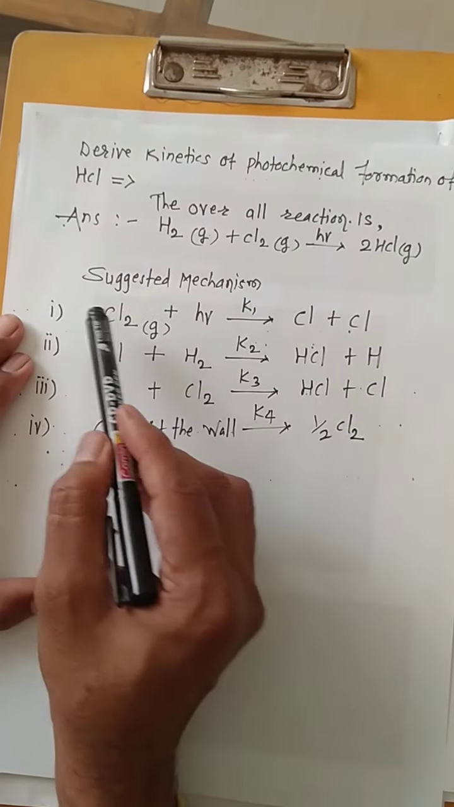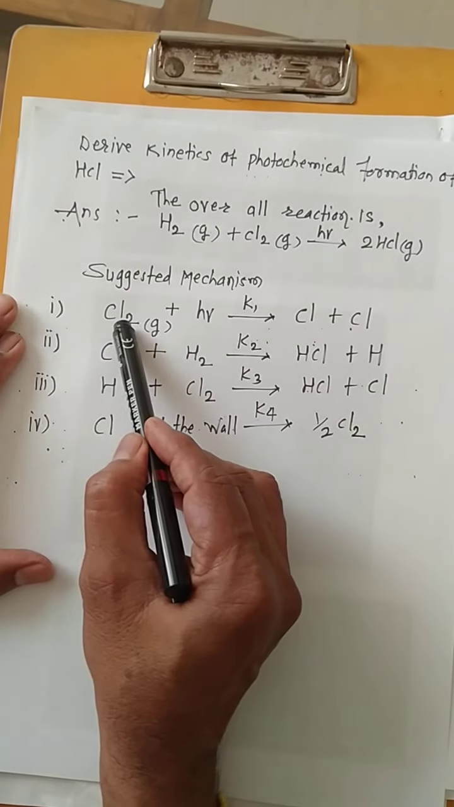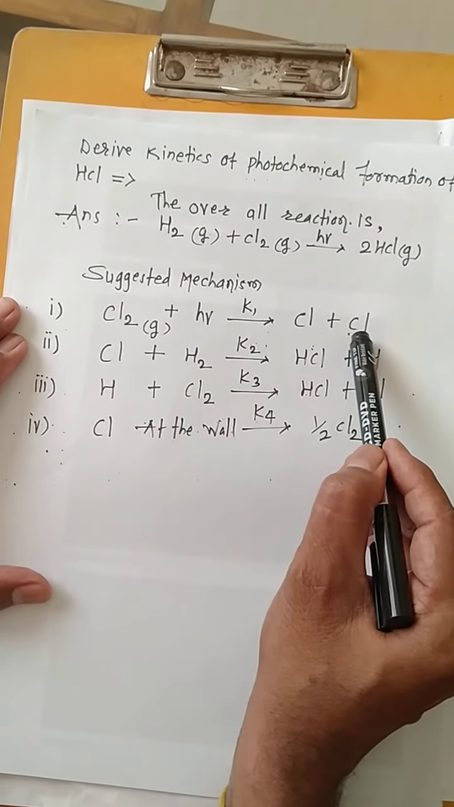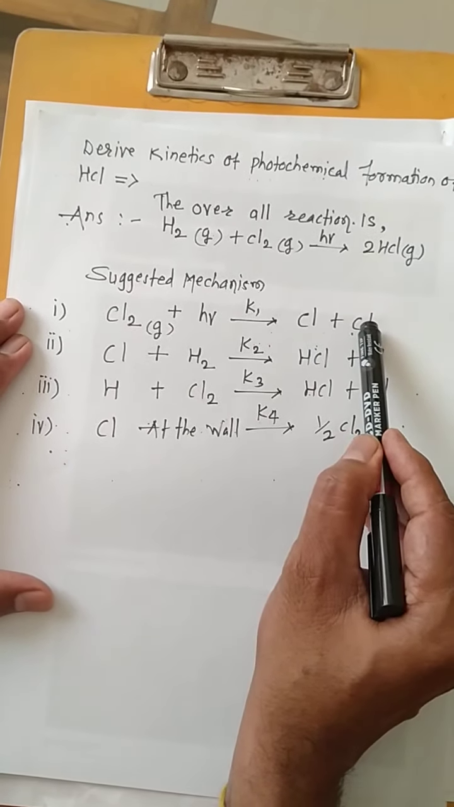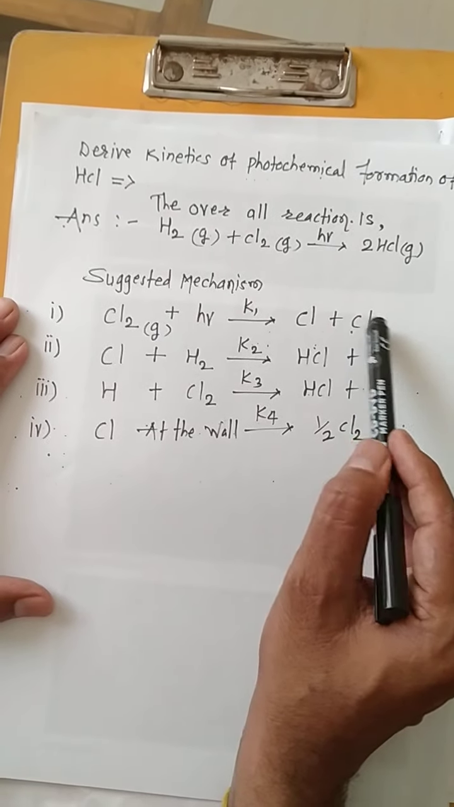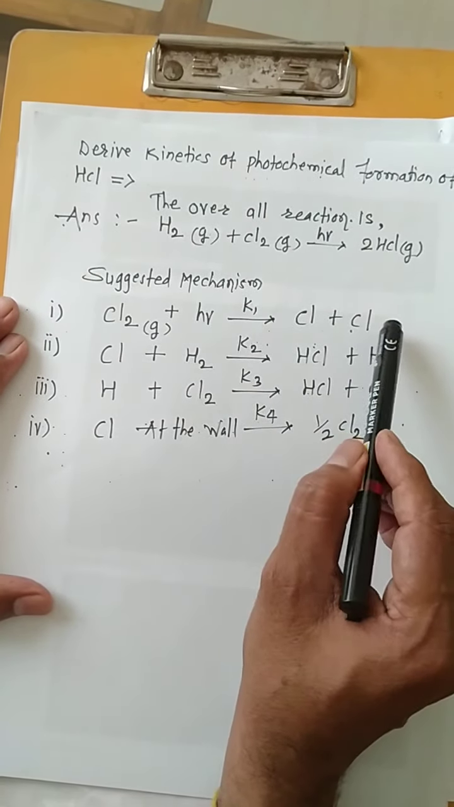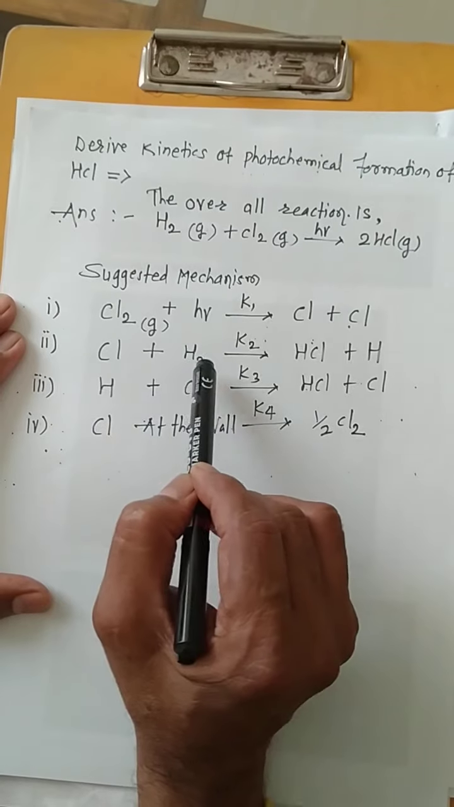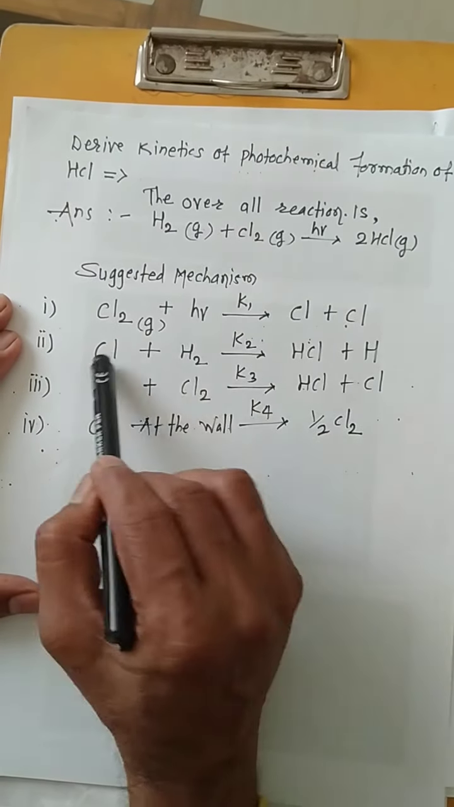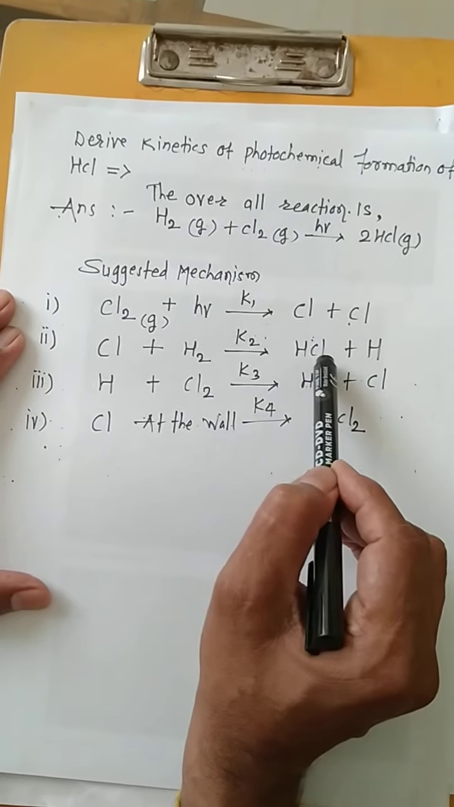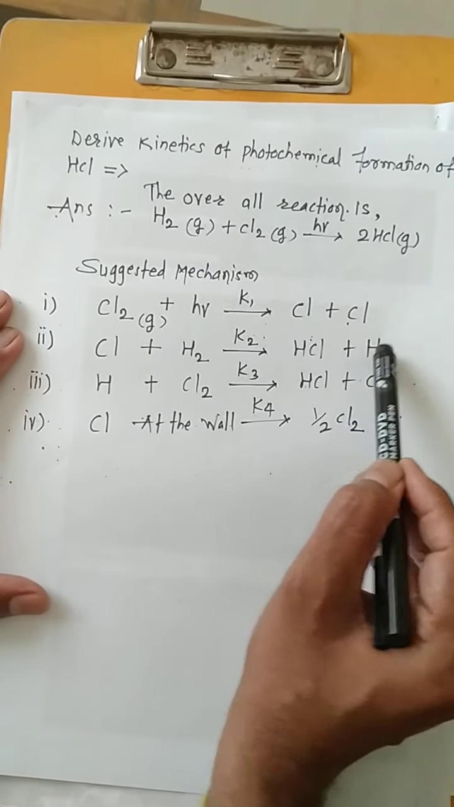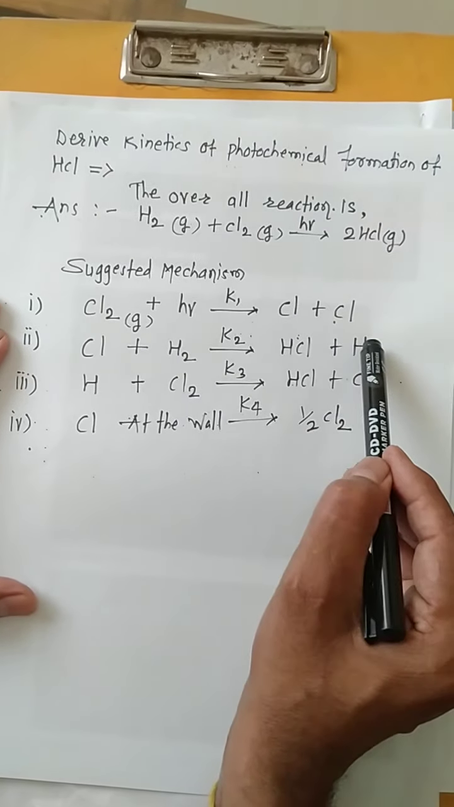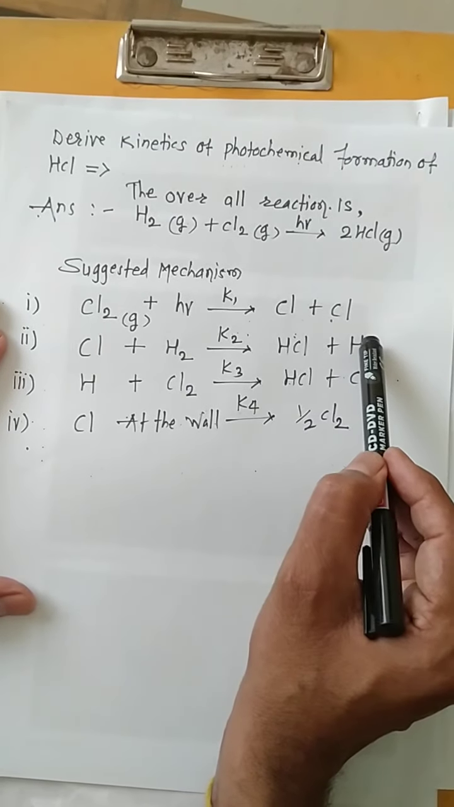Here, the mechanisms are: chlorine gas reacts with a photon to form 2 Cl atoms, and here the reactive species is generated. K1 is the rate constant. This reactive species again reacts with H2 gas to form HCl and a reactive species is generated. This step is the reaction initiation step. These two steps are the reaction propagation steps.